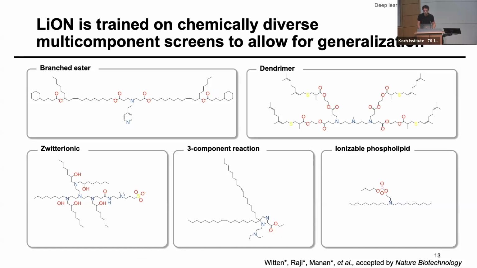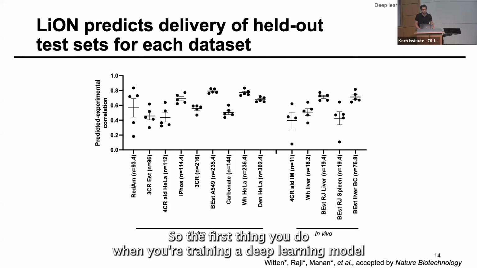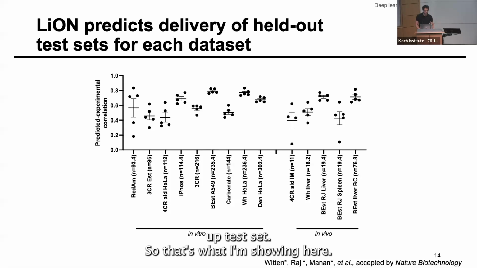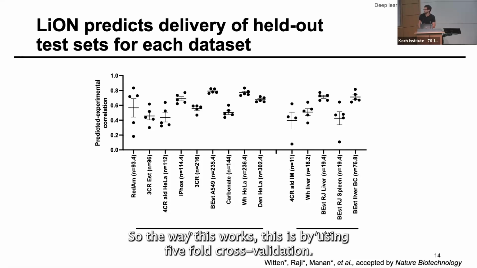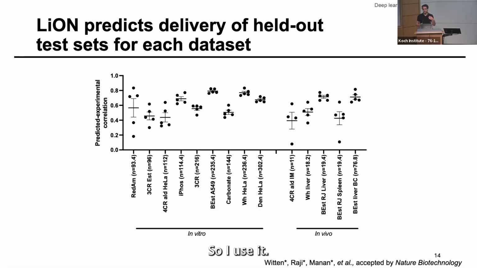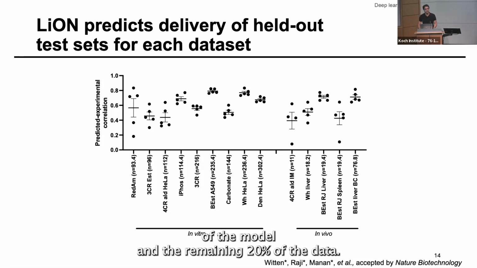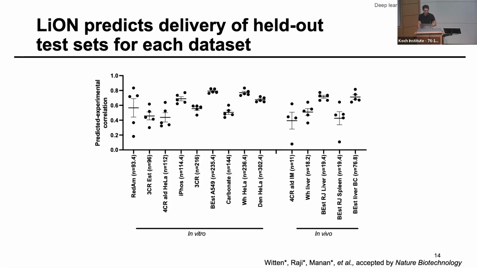So the first thing you do when you're training a deep learning model is you take a held out test set and you look at the performance on the held out test set. So that's what I'm showing here. So the way this works, this is with using 5-fold cross validation. So I train the model on 80% of the data, and then I test the performance of the model on the remaining 20% of the data, and you do that 5 times, each with each block of 20% of the data.